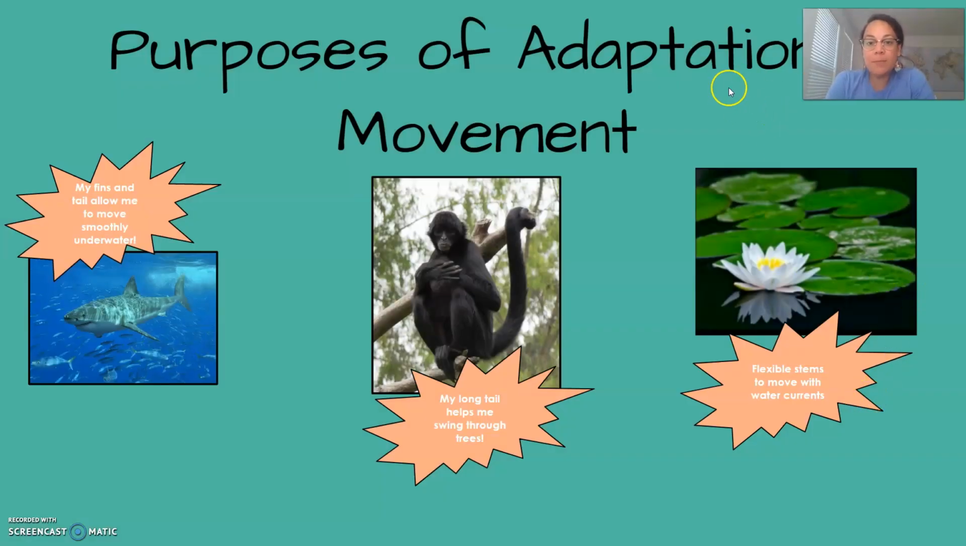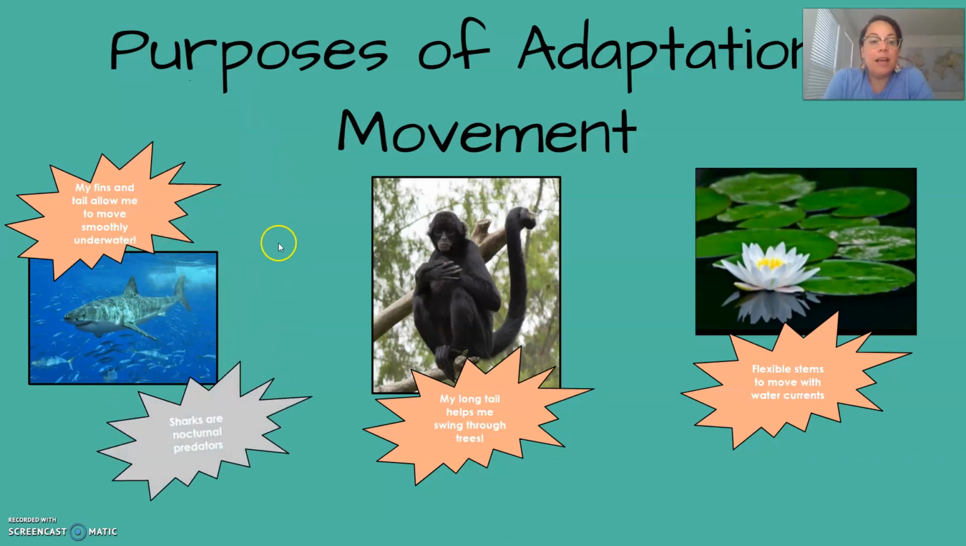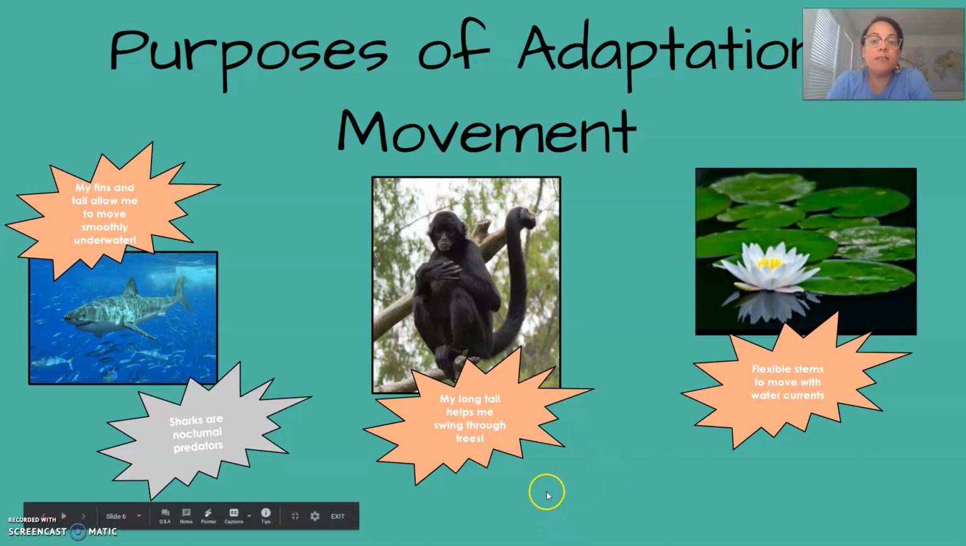Another purpose for adaptations is movement. A shark has fins and a tail that allow it to move smoothly through the water. A behavioral adaptation is that they like to hunt at night. They're nocturnal predators. A monkey uses its tail for movement. It'll hang from the trees so it can swing through it and travel places. And it also keeps its hands free for eating and for protecting itself against predators.